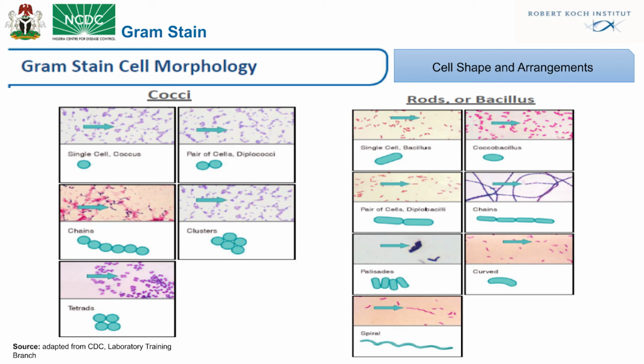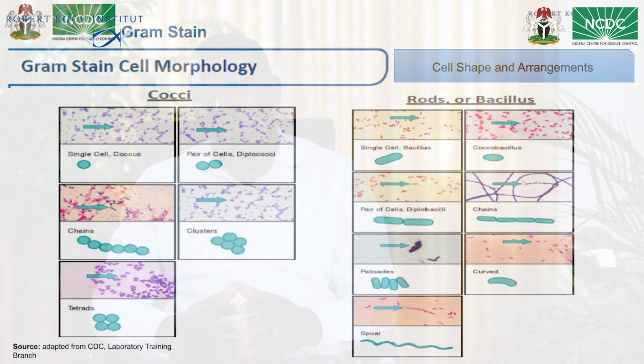For the rods, you have the single rods or bacillus, you have the coccobacilli, the diplobacilli, the curved bacilli, and the palisades. And it's pertinent to know that most organisms in the gram-positive rods or bacilli category are usually contaminants, except they are otherwise clinically significant after careful review.